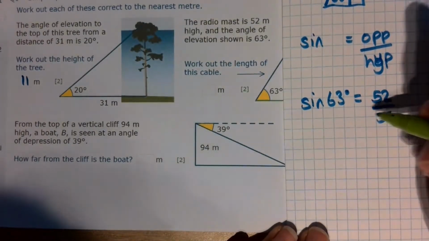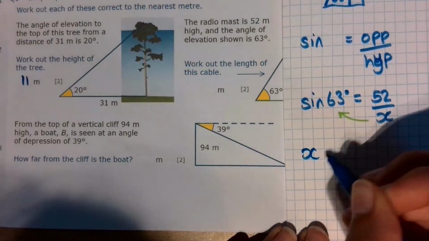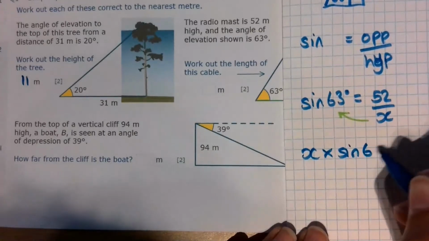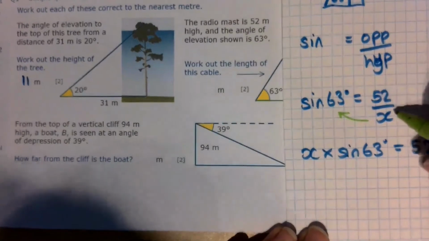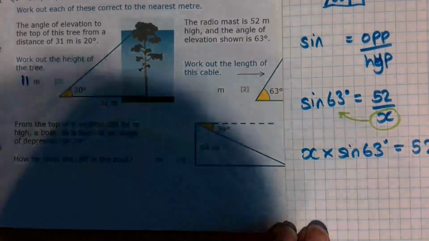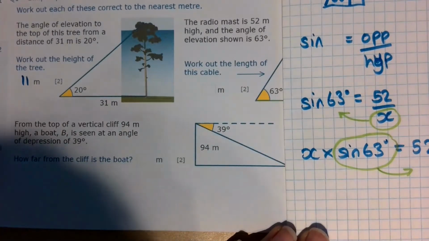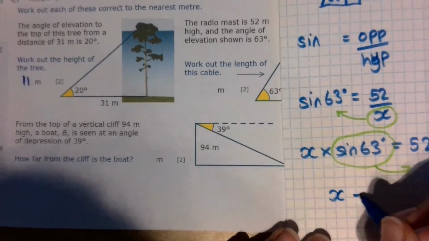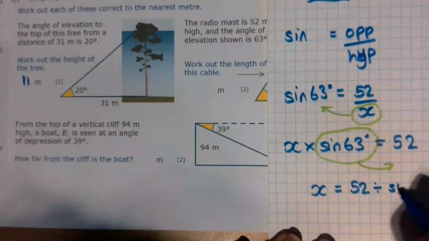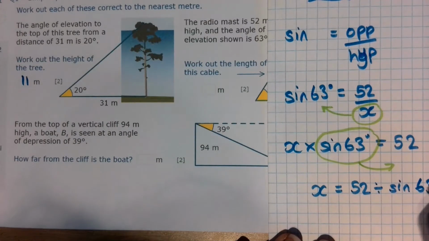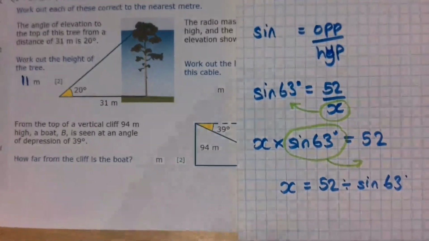So, what we do now is we multiply the whole thing by x, which gives me x times sine 63 equals 52. Then you take the sine 63 and you divide by it, which gives me x equals 52 divided by sine 63. Okay, that is the correct method, and that is why I am now going to show you the trick.